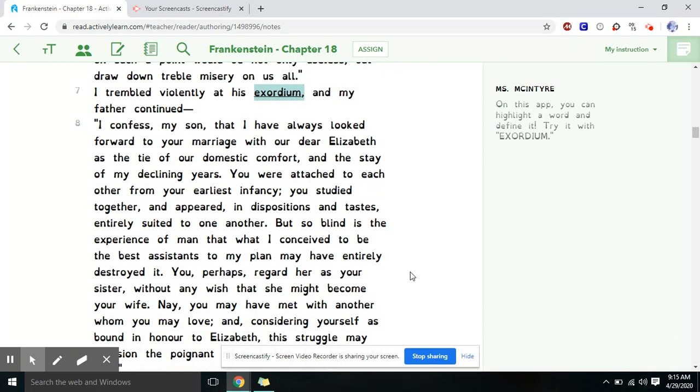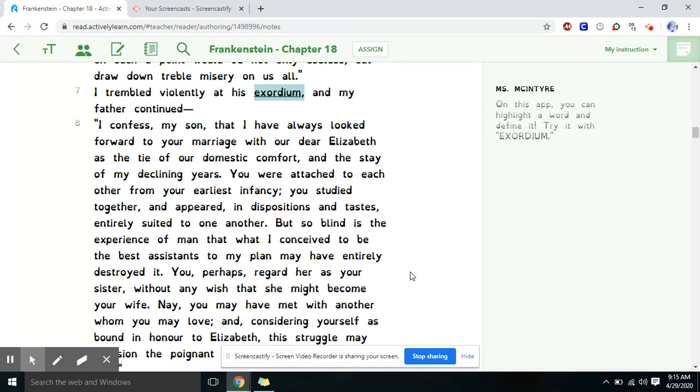I confess, my son, that I have always looked forward to your marriage with our dear Elizabeth as the tie of our domestic comfort and the stay of my declining years. You were attached to each other from your earliest infancy. You studied together and appeared in dispositions and tastes entirely suited to one another. But so blind is the experience of man that what I conceive to be the best assistance to my plan may have entirely destroyed it.